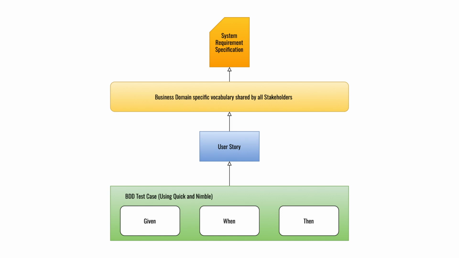The green box in the diagram represents a typical structure of a BDD test case implemented with the help of the Quick and Nimble framework. Each unit test case contains three parts: one is given, second is when, and third is then. With the help of this structure, a BDD test case becomes highly readable and understandable for anyone in the project, even a non-technical person. This is the most prominent benefit of unit test cases implemented with Quick and Nimble. They are very easy to understand and very easy to read. At any time, any person can get the status of the unit test cases just by looking into the log that is automatically printed when you execute your complete test suite.